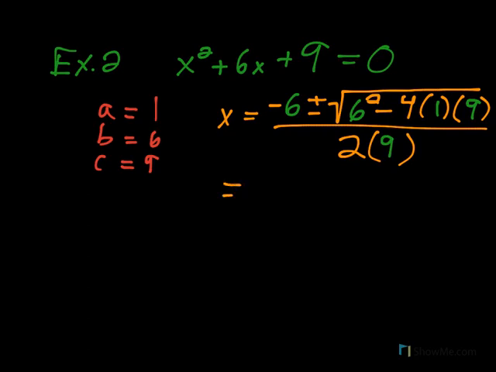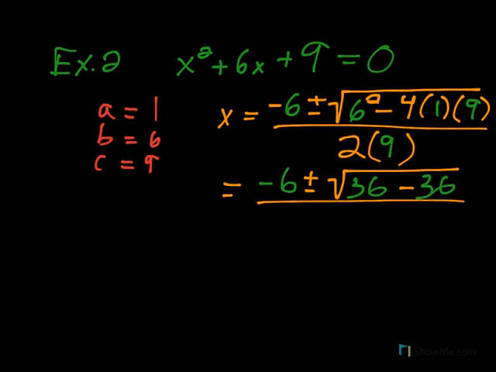So this equals negative 6, which stays the same, so I'm just going to leave it alone. This is negative 6 plus or minus the square root of 6 squared, which is 36, minus 4 times 1, which is 4, and 4 times 9 will be 36, and this is all over 18. Hopefully you can see that. 2 times 9, hold on, I'm so sorry, I made a mistake, here it is.